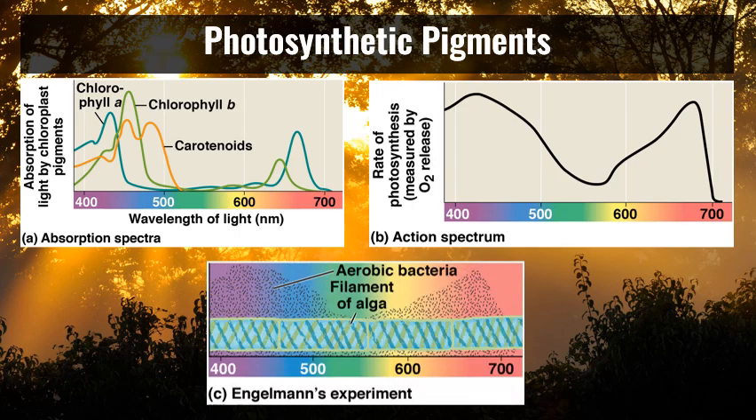The original experiment where they figured some of these things out was done by a man named Engelmann, and he used algae and aerobic bacteria. The aerobic bacteria use oxygen, they're aerobic, so there was more bacteria found in regions of higher action, and that's correlated to our understanding that we have now of how this works.